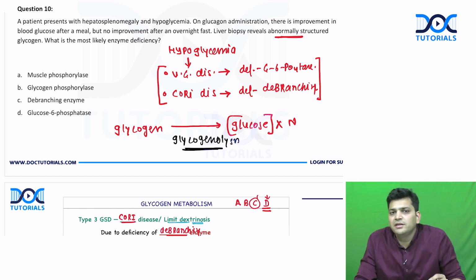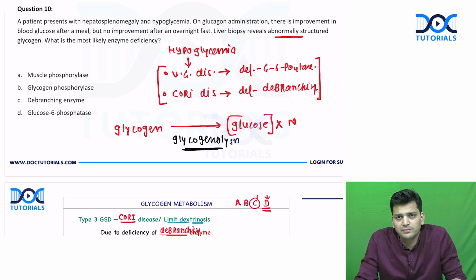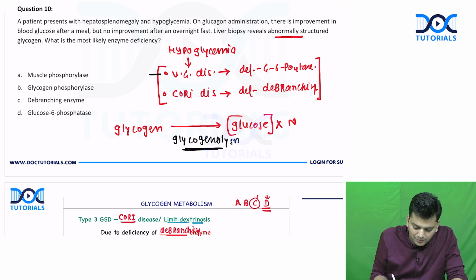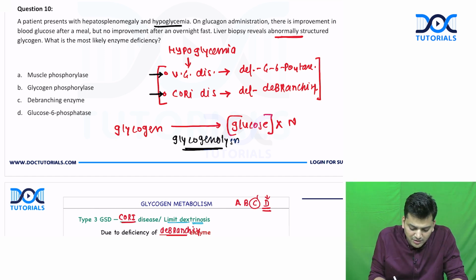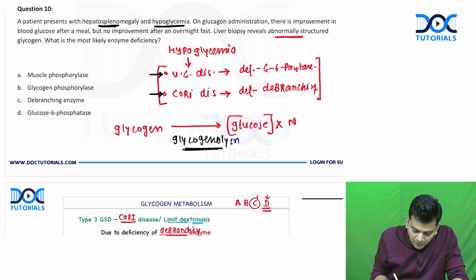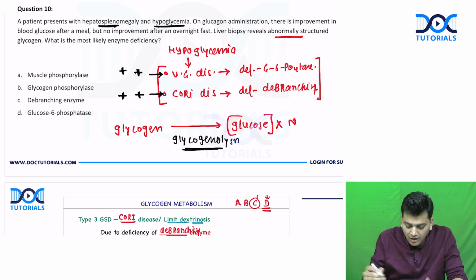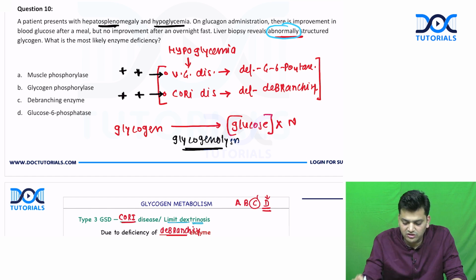If there is a problem in this pathway, you can't make glucose, and if you can't make glucose, you will go into hypoglycemia. And these two diseases are very notorious for developing hypoglycemia. Von Gierke will have more severe hypoglycemia compared to Cori disease. Now, because there is no severity mentioned, they have just mentioned hypoglycemia. They have mentioned hepatosplenomegaly, which can be seen in both. Hypoglycemia can be seen in both. Then how to differentiate? One thing they have mentioned is that on the liver biopsy, abnormally structured glycogen is there.